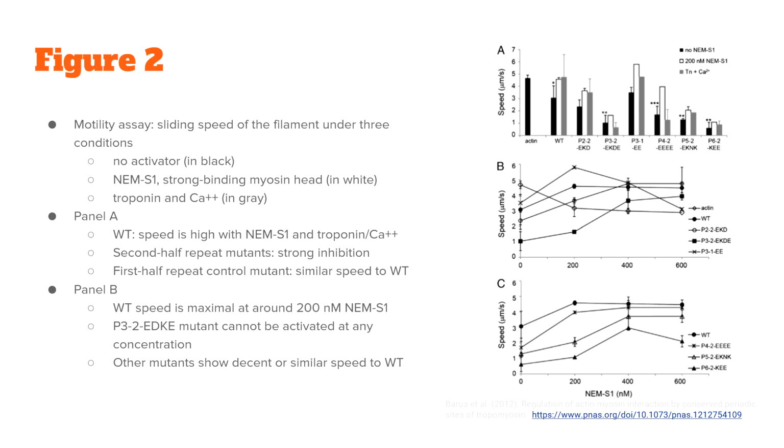In panel B, we see that the wild type speed maxes out around a 200 nanomolar concentration of NEM-S1. We also see that the P3-2 EDKE mutant cannot really be activated at any concentration of NEM-S1. And just to clarify with that notation there, the P3 clarifies the period, so this is the third period. The 2 means the second half, and then the EDKE is our amino acid sequence, so in this case it would be glutamate, aspartate, lysine, and glutamate. And we see that other mutants show a pretty decent or similar speed to the wild type.